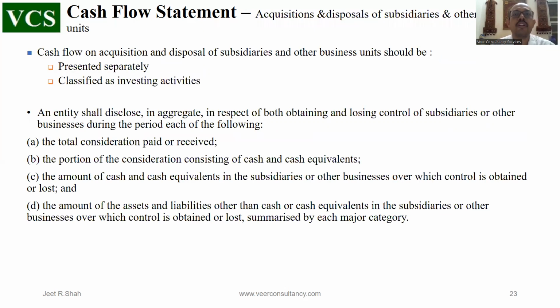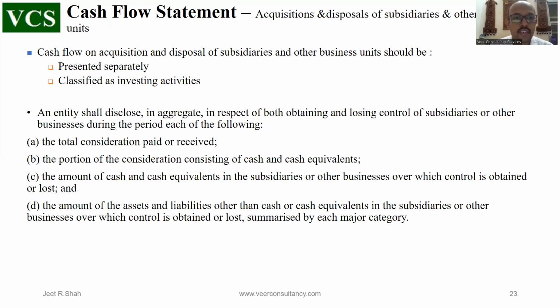Then you also have acquisition and disposal of subsidiaries and other business units. Cash flow on acquiring and disposing of subsidiaries should be presented separately, and it has to be classified as investing activities only. Entities disclose in aggregate, in respect of both obtaining and losing control of subsidiaries or other businesses during the period, the total consideration paid if you have bought the subsidiary, and total consideration received if you have sold it.